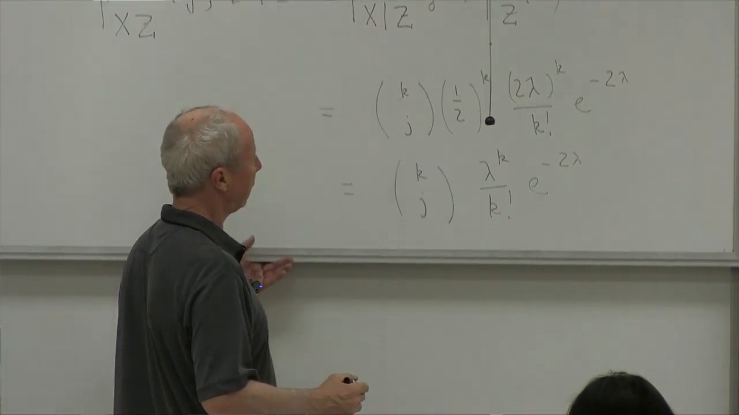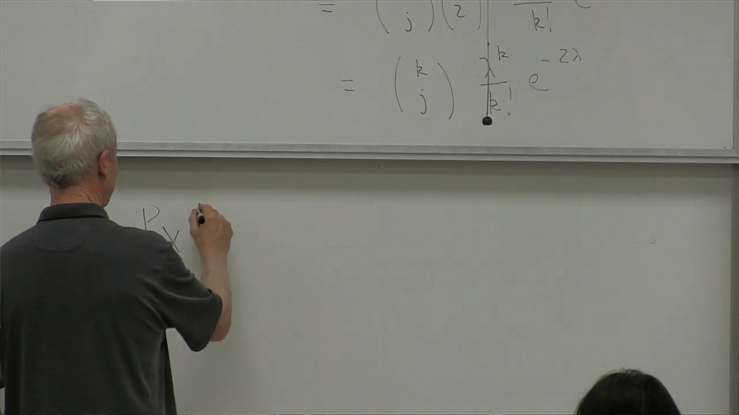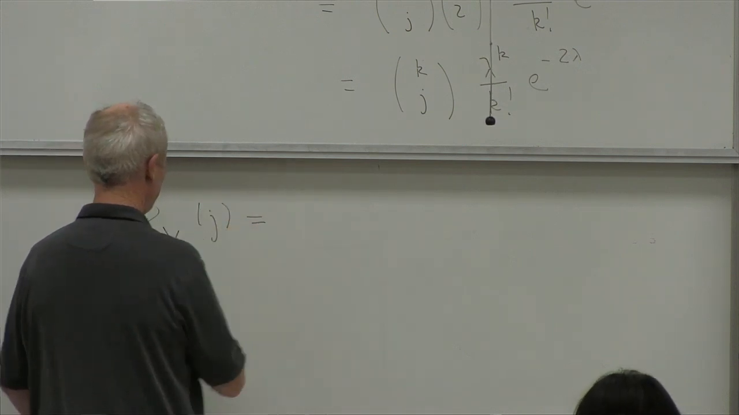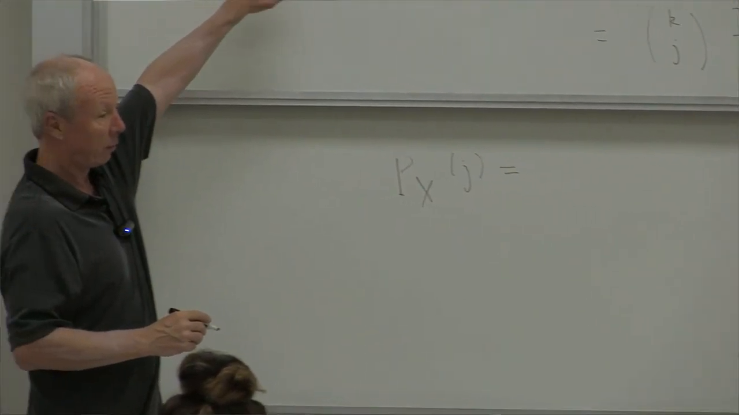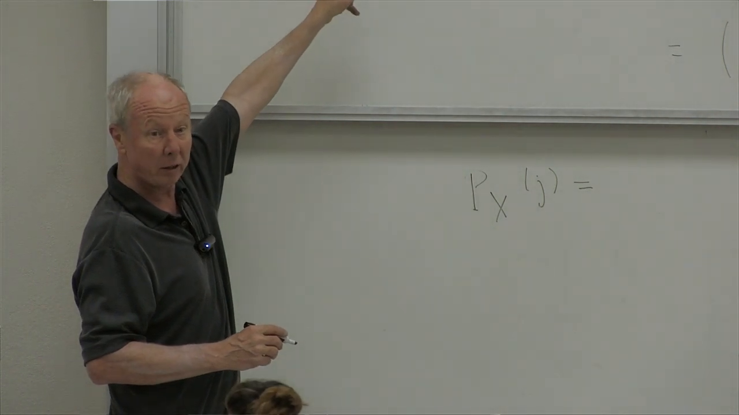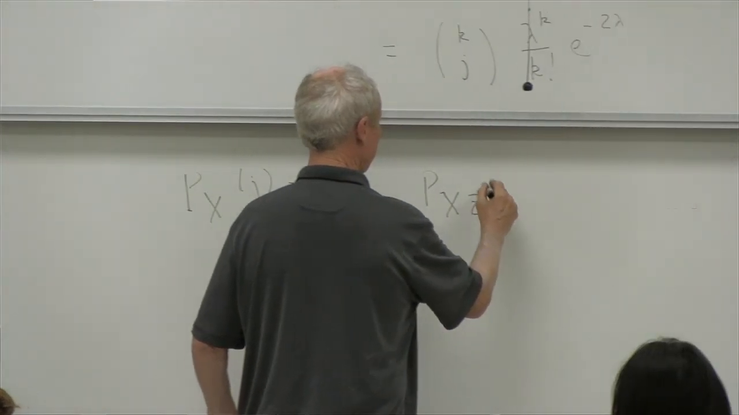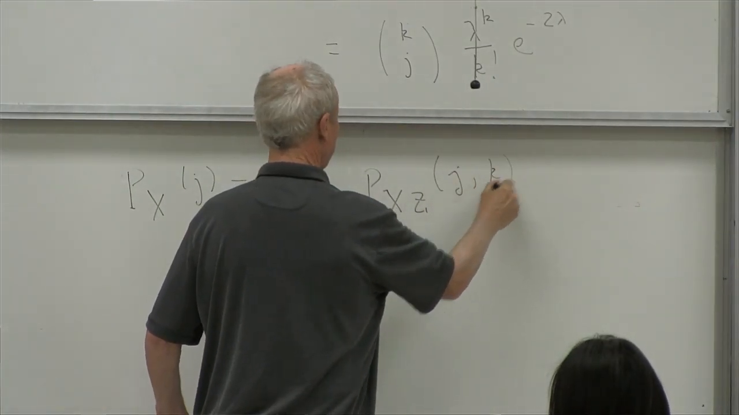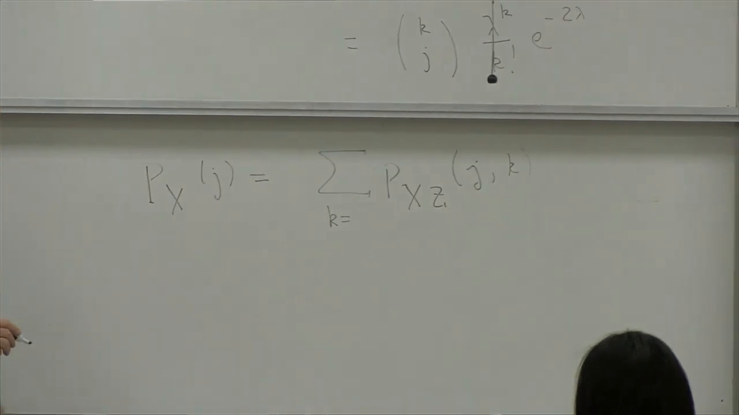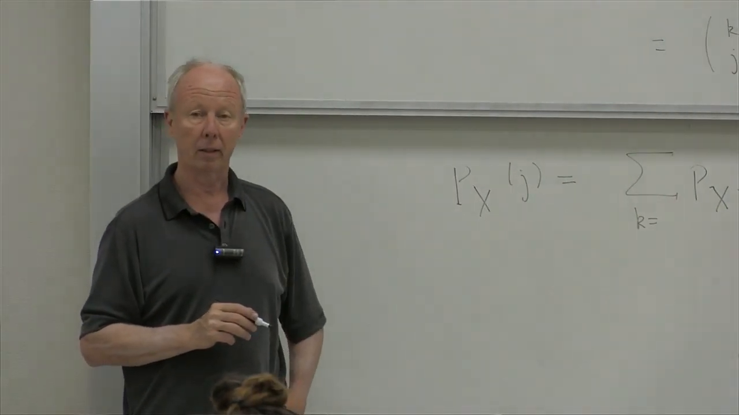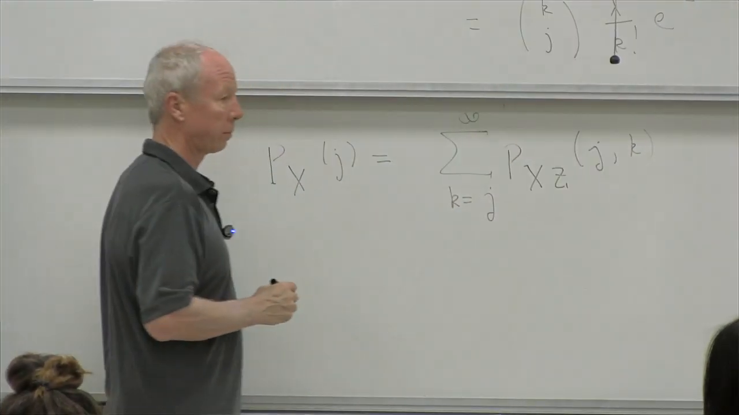All right. So how do we get the marginal for x? Right, you take the joint for x and z, and we sum over k. And what values can k have, and this be non-zero? From j to infinity, right?